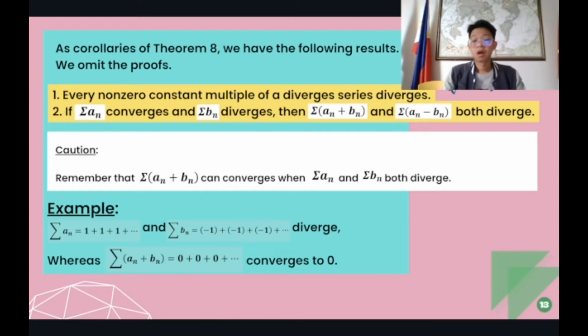Remember that the sum of an plus bn can converge when the sum of an and the sum of bn both diverge. For example, the sum of an equal 1 plus 1 plus 1 plus ... and the sum of bn equal minus 1 plus minus 1 plus minus 1 plus ... diverge, whereas the sum of an plus bn equals 0 plus 0 plus 0 plus ... that converges to 0.